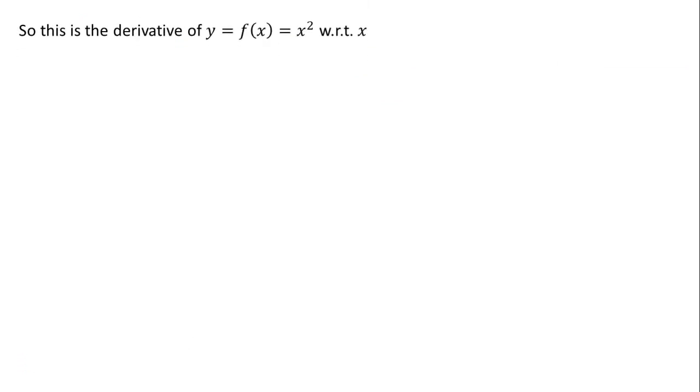Now as we know, differentiation is the process of getting the expression of slope of tangent at any point on the curve, so we can say that this is the derivative of y is equal to f of x is equal to x square with respect to x. That is, this can be written as f dash x, we can write dy by dx. dy by dx means derivative of y with respect to x is equal to 2x.